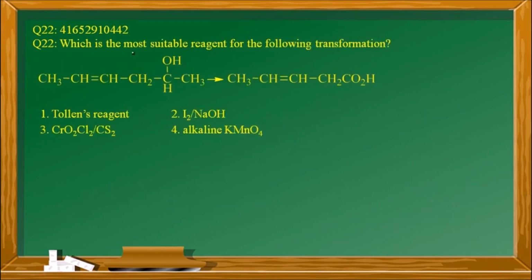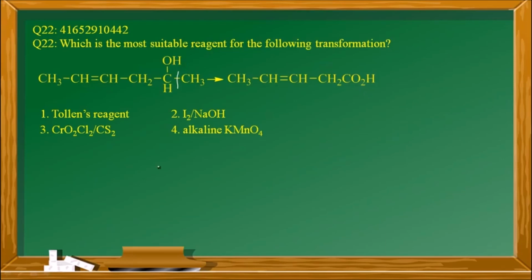Next, number 22: which is the most suitable reagent for the following transformation? Let us see. 1, 2, 3, 4, 5, 6. 6 carbons to 1, 2, 3, 4, 5. So 1 carbon less, that means this is going to be cleaved, and the alcohol is going to become an acid.